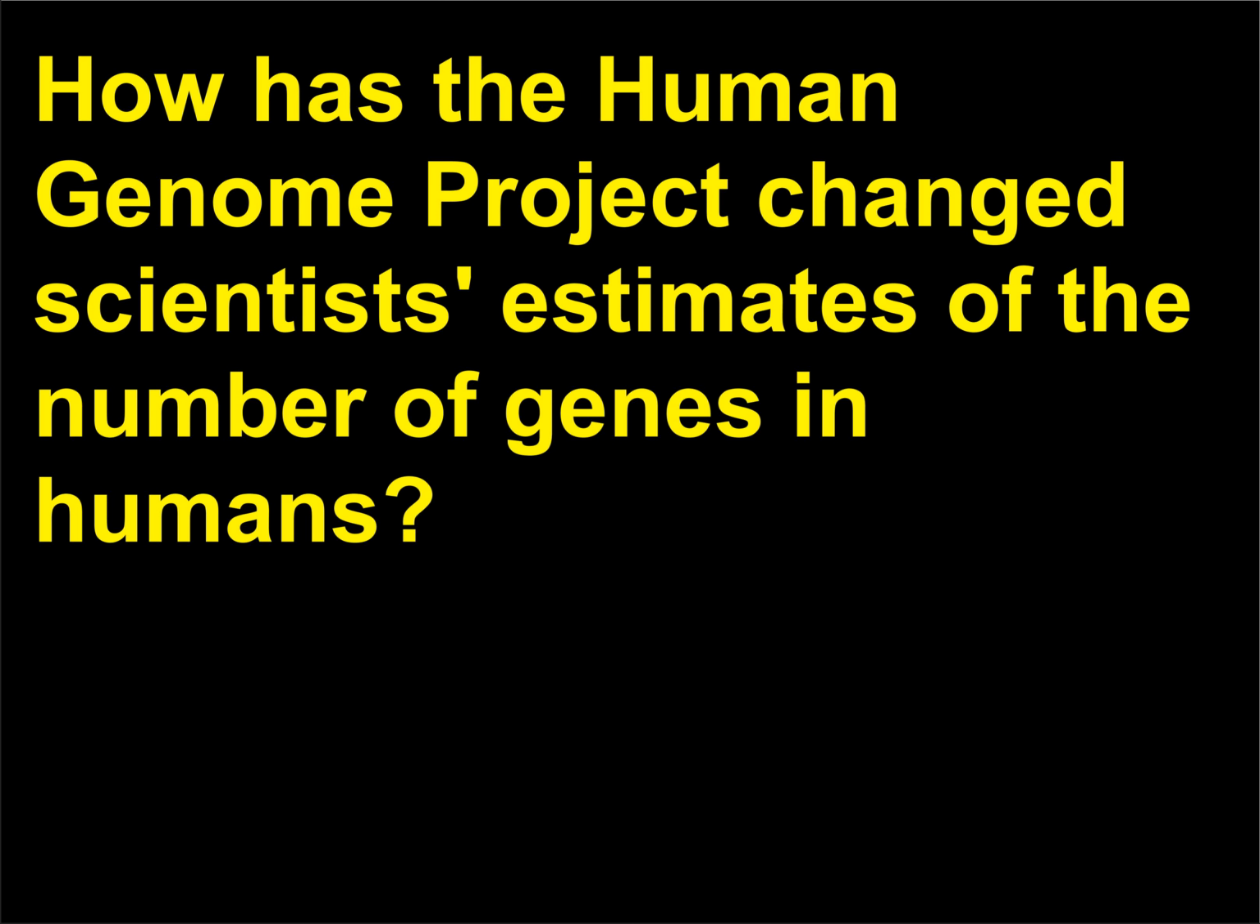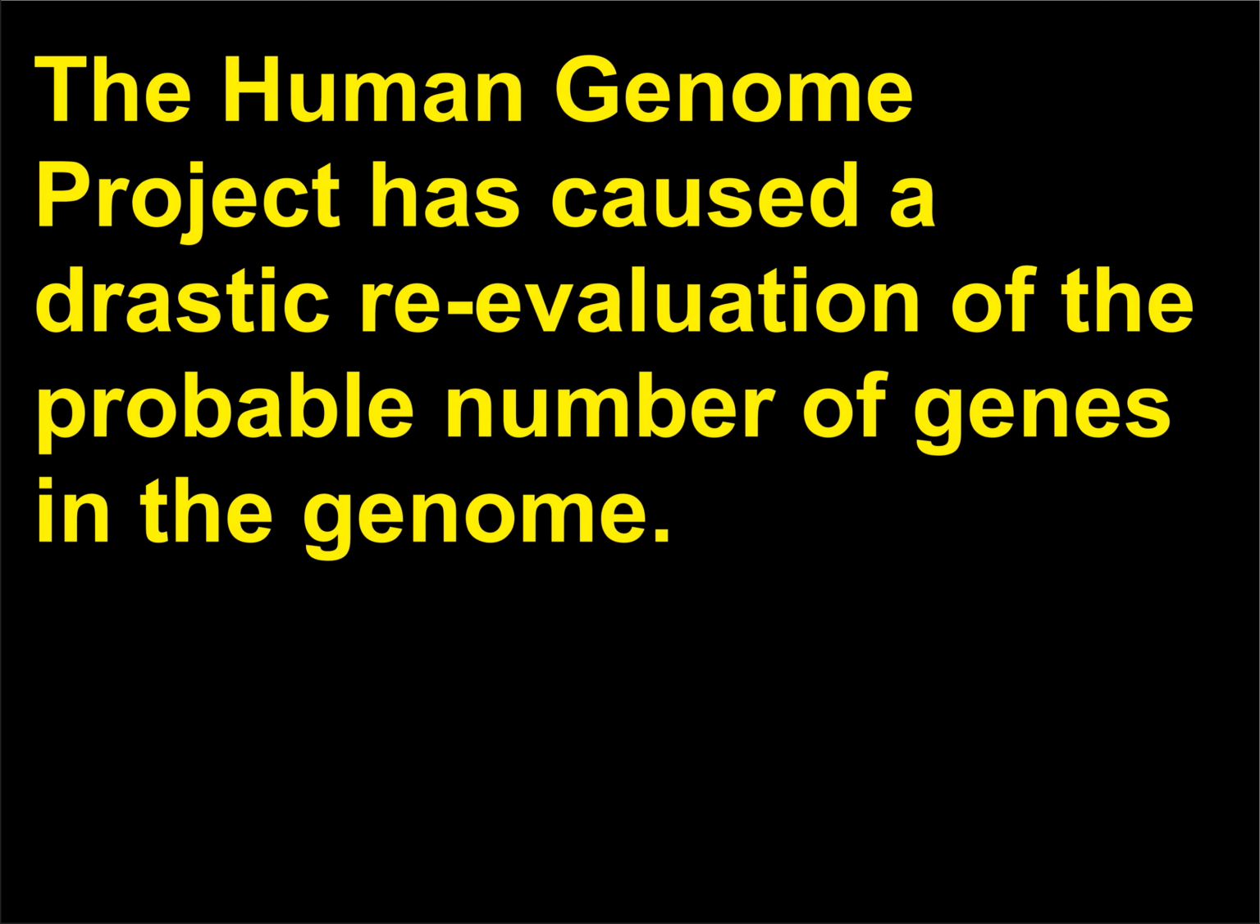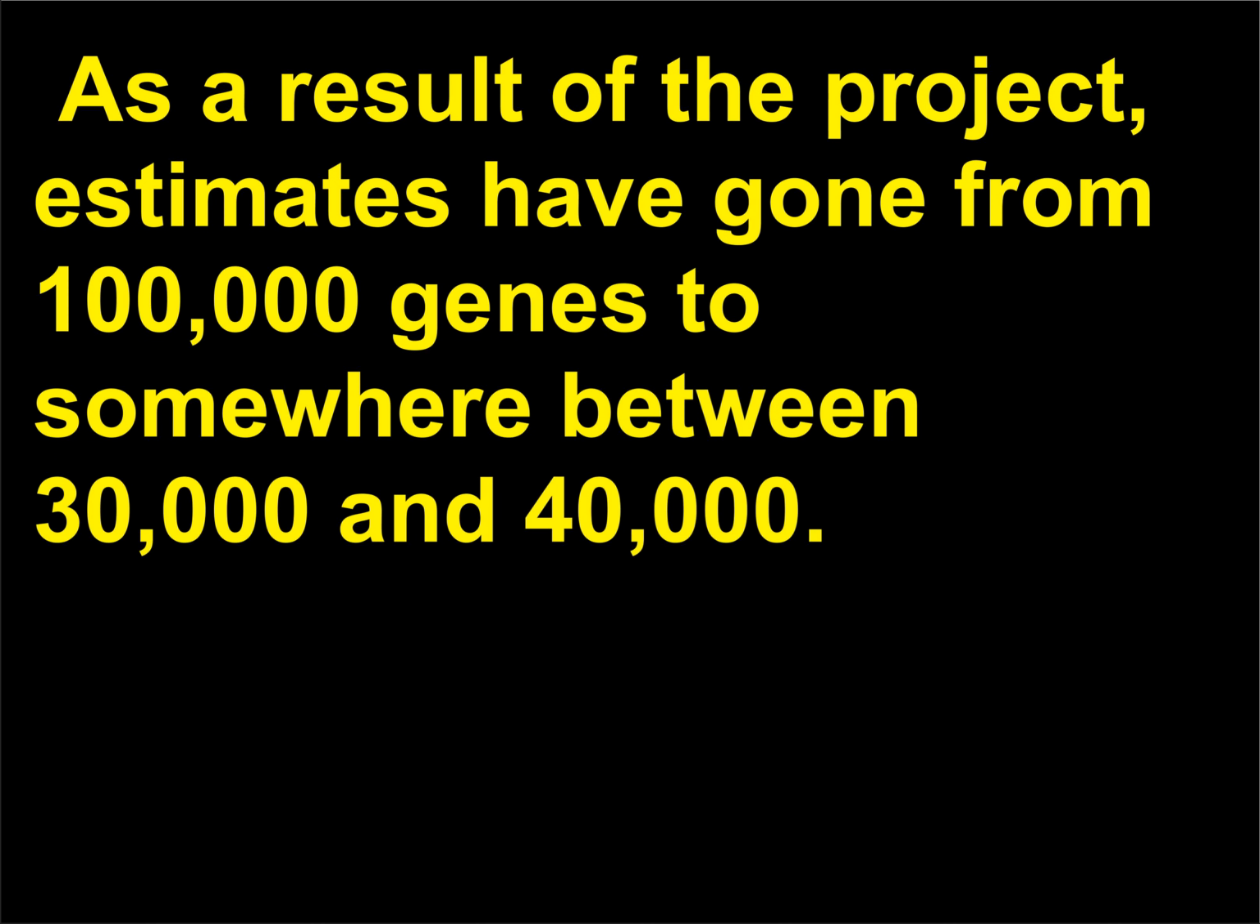How has the Human Genome Project changed scientists' estimates of the number of genes in humans? The Human Genome Project has caused a drastic re-evaluation of the probable number of genes in the genome. As a result of the project, estimates have gone from 100,000 genes to somewhere between 30,000 and 40,000.